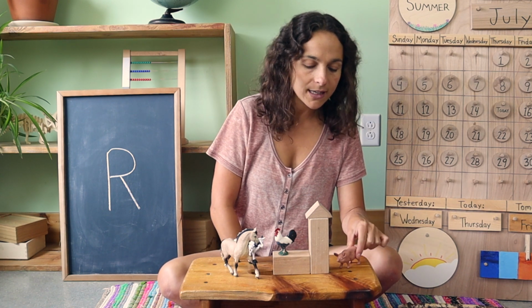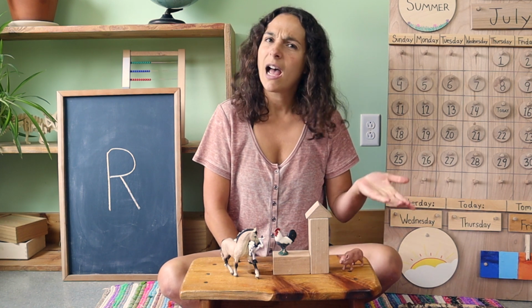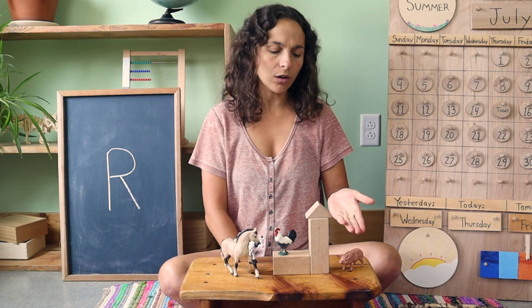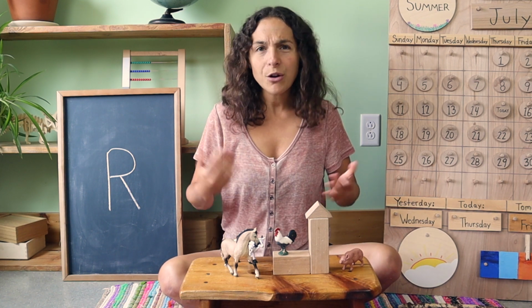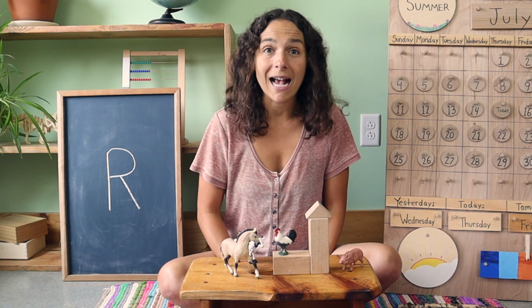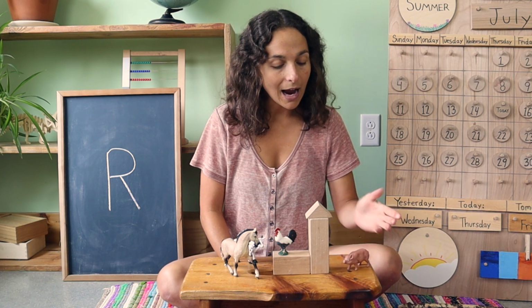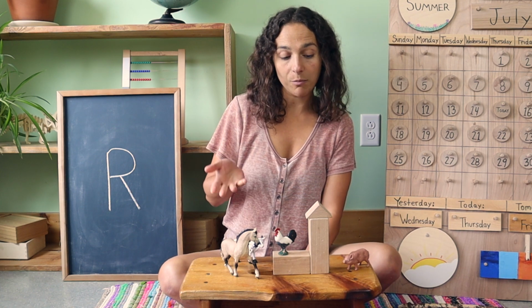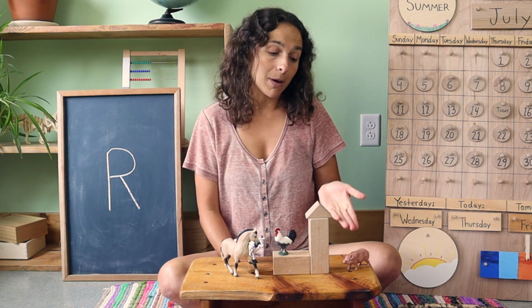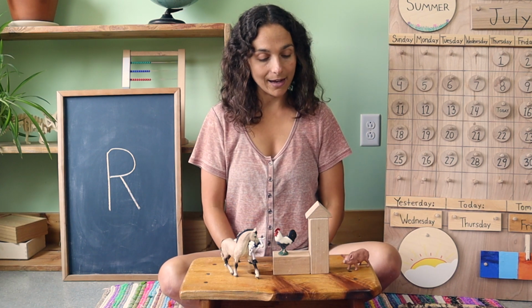But who's over here on this side? There's a pig over here. I wonder why the pig is all alone. How do you think the pig is feeling? Maybe we should ask her. Excuse me, pig. I noticed that the other animals are playing over here together, but you are over here all by yourself. How are you feeling?